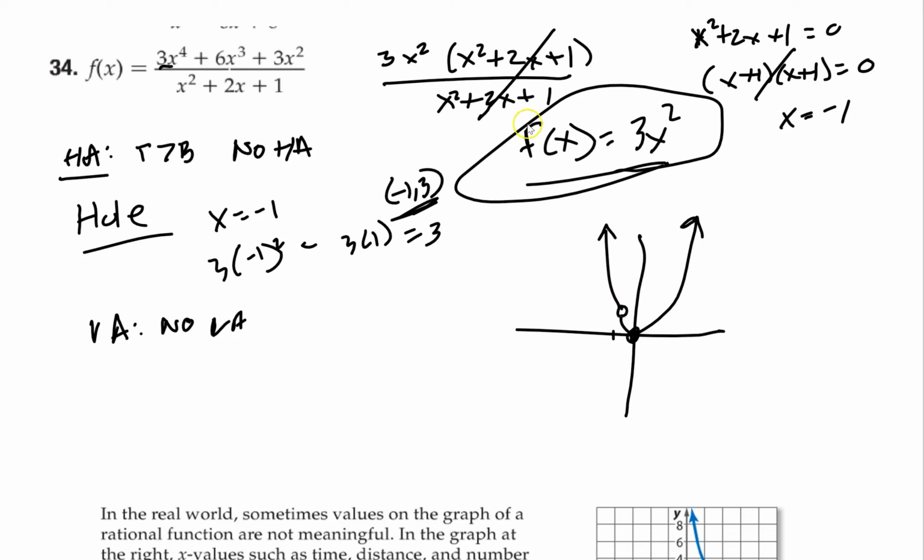Anytime something cancels out, that's a hole. You put a hole in your graph. The rest of it you do the same thing as always. There was no horizontal asymptote. There was no vertical asymptote. You just end up having a parabola.